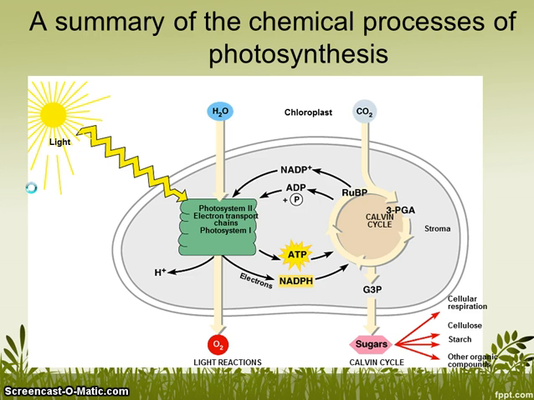In summary, there are two stages of photosynthesis, light-dependent and light-independent. Energy is produced from the light-dependent stage, which is used in the light-independent stage to produce glucose molecules. In the light-dependent stage, oxygen is released as a byproduct.